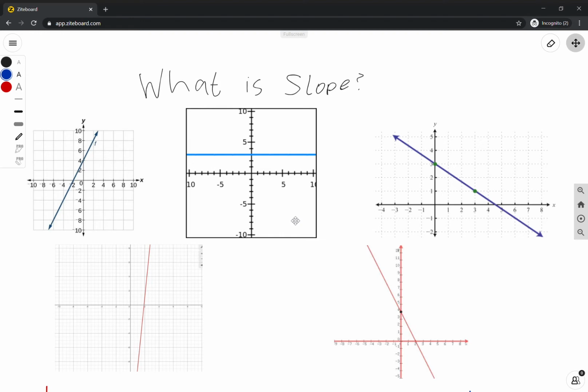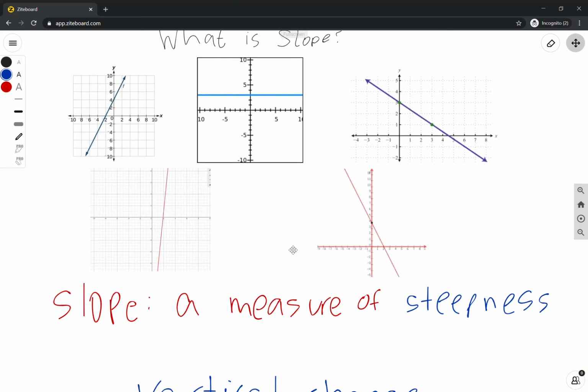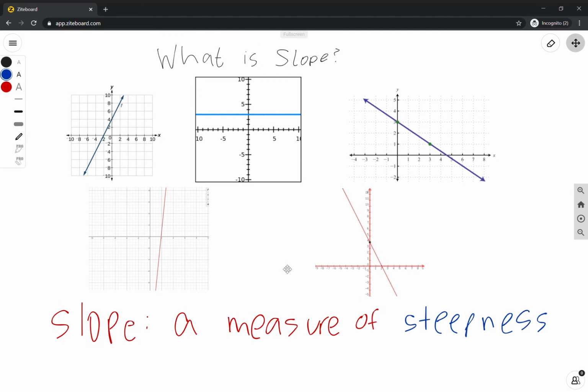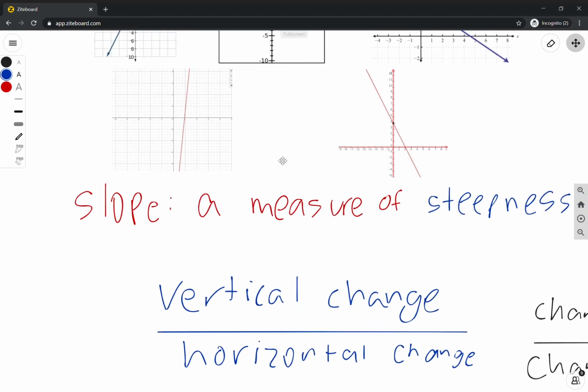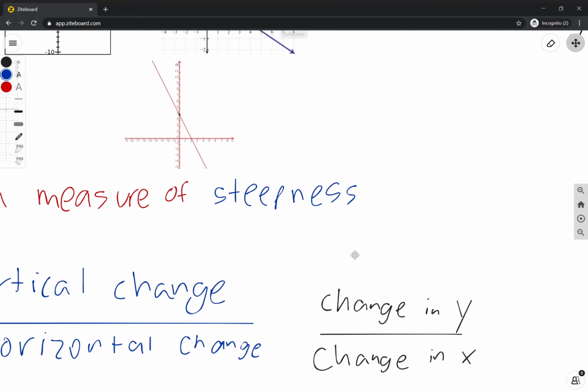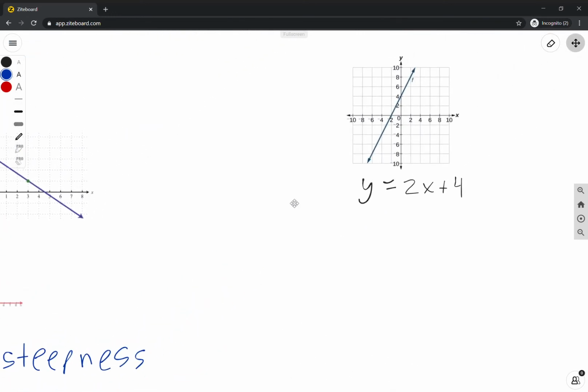So with that being said, the definition of slope, as provided by Khan Academy, is a measure of steepness of a line. There are a lot of ways someone can interpret steepness, but the way that we quantify it, or give it a value, is by calculating the vertical change of a line divided by the horizontal change, which in other terms is the change in y divided by the change in x. So as always, let's look at some examples.